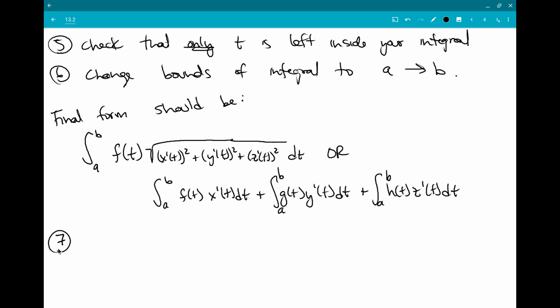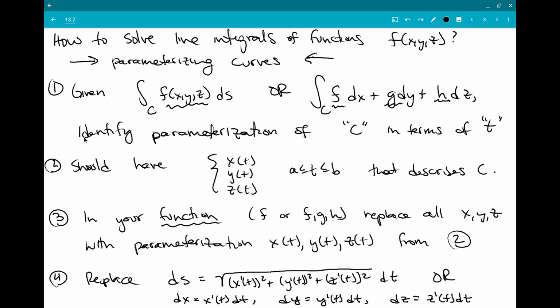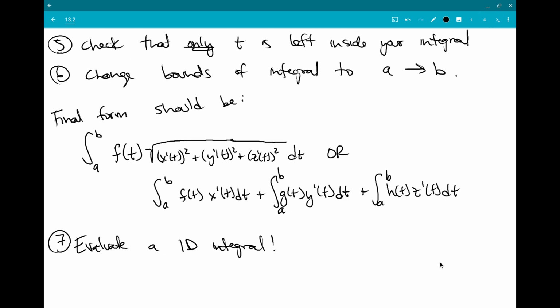And then once you have it in this form that only depends on t and has bounds informed by your curve C, you're going to evaluate it. This is a 1D integral. It's something that you learned before this semester started, so you should be able to do it. The hardest part here really is identifying the parameterization, making sure that you have x, y, and z, and bounds for t in order to plug everything in. Once you plug it in, it's a very simple Calc 2 type problem.